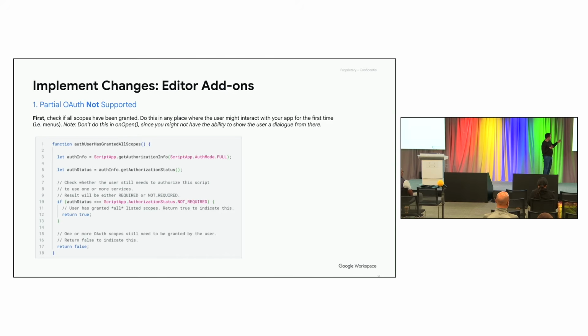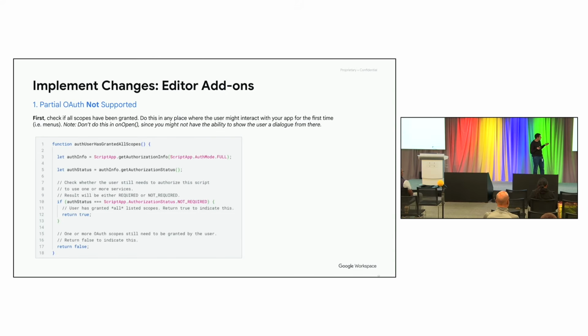The first one is I'm making a function called authUserHasGrantedAllScopes. It's a question. Has the user been granted all the scopes? Yes or no? This function is going to return true or false. Just make my life easy. And by the way, all these functions are basically the drop-in code I talked about at the end. So if you study this and understand it, you'll already understand the drop-in code.